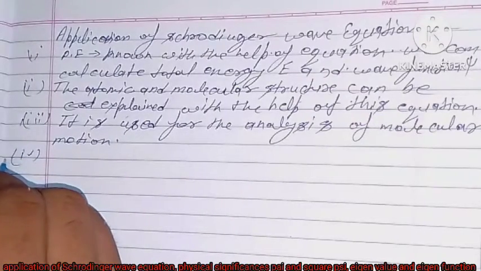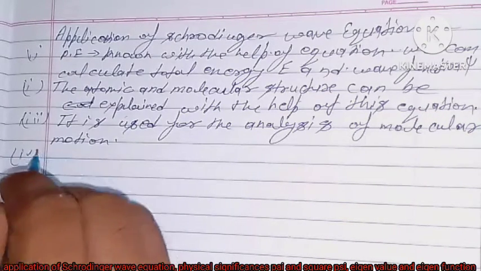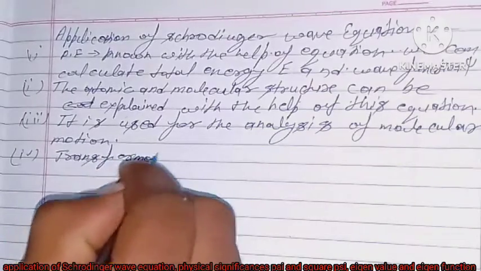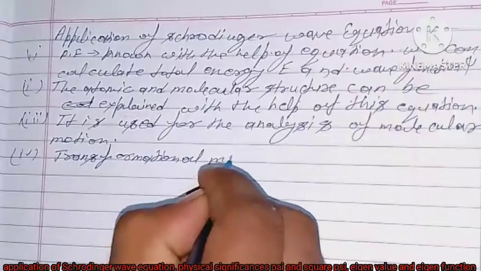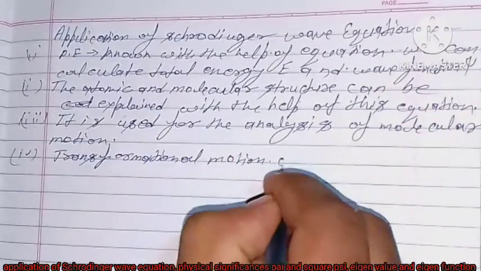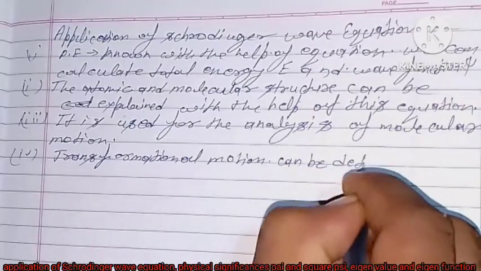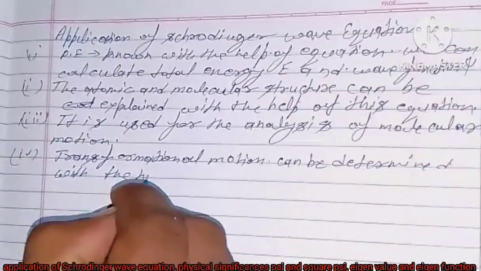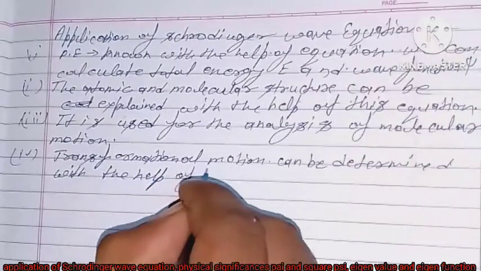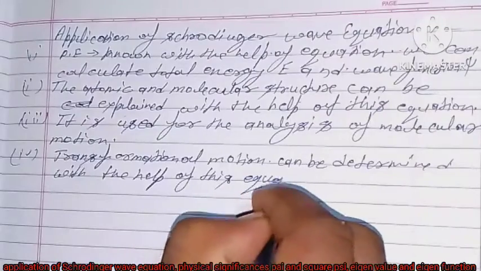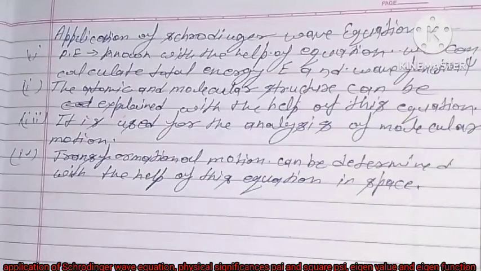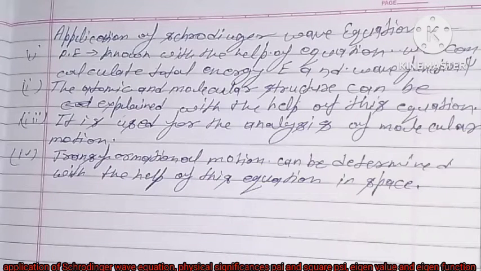The fourth is that translational motion can be determined with the help of this equation in space.